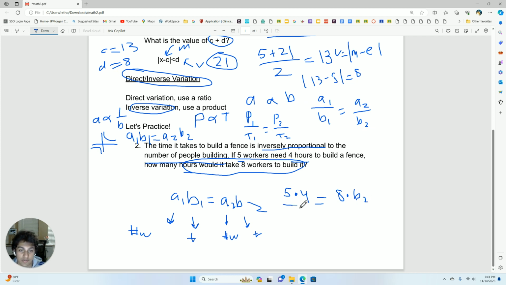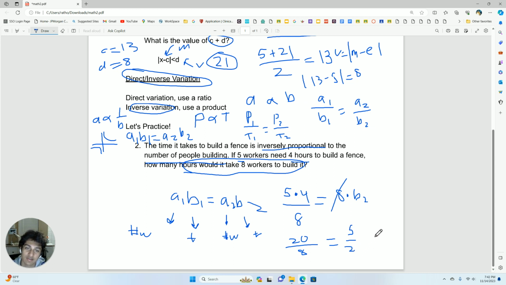All right, now this is simple algebra. 5 times 4 over 8 equals B2. This is 20 over 8. And simplifying that down, dividing by 4 in the numerator and the denominator, gets us 5 over 2. So B2 is 5 over 2 hours.